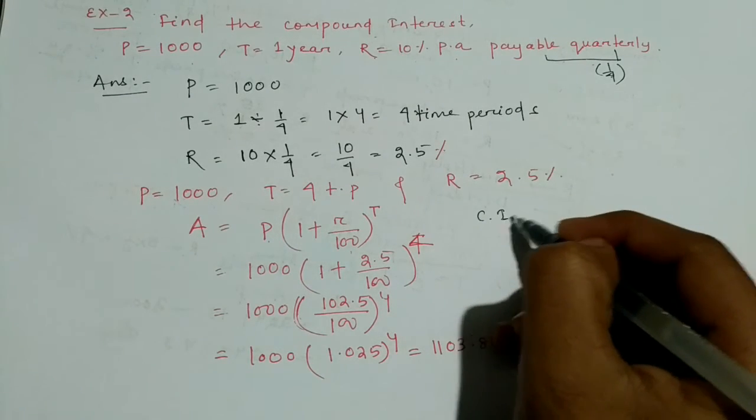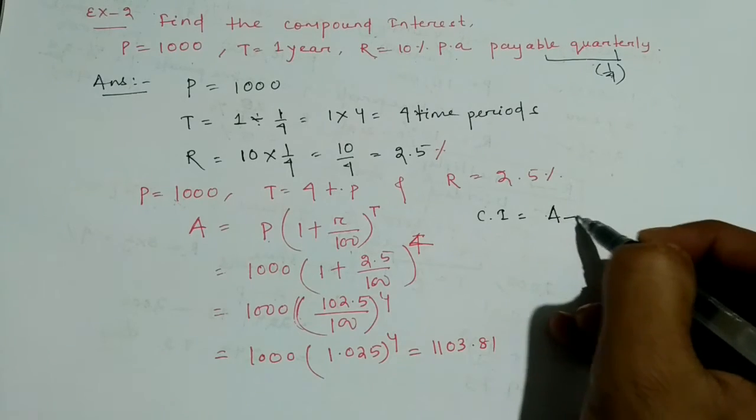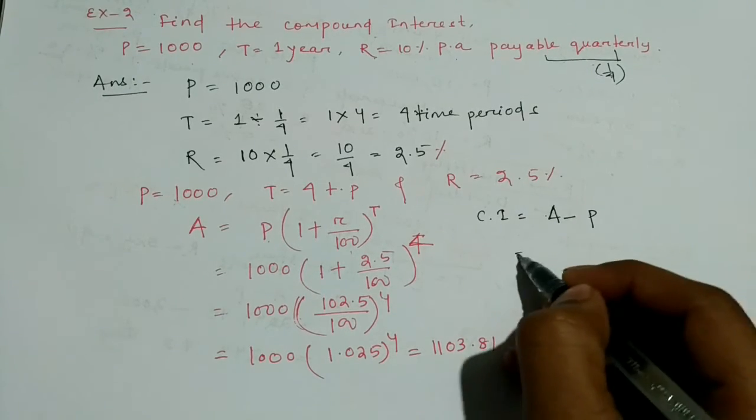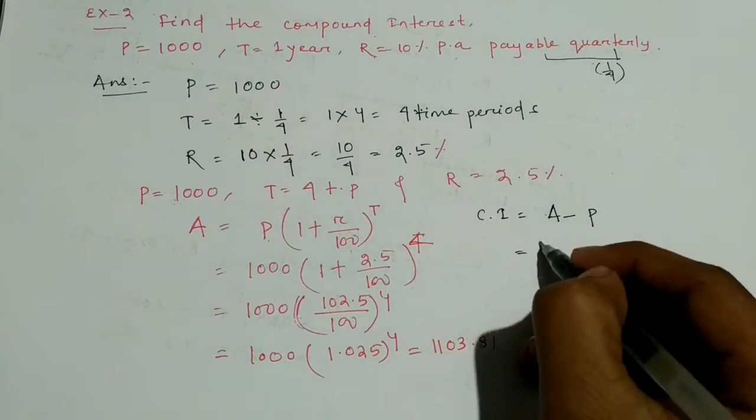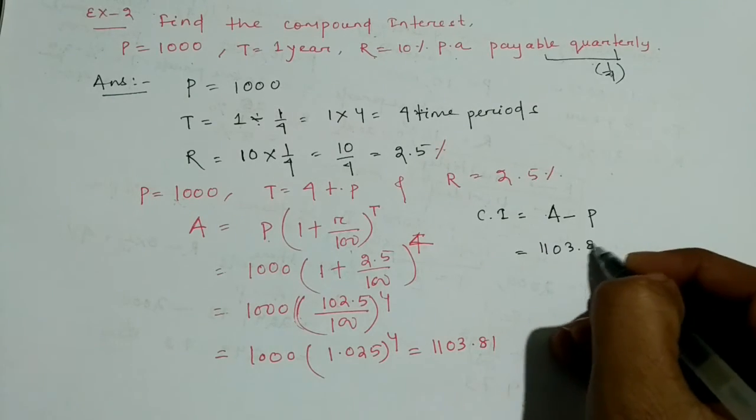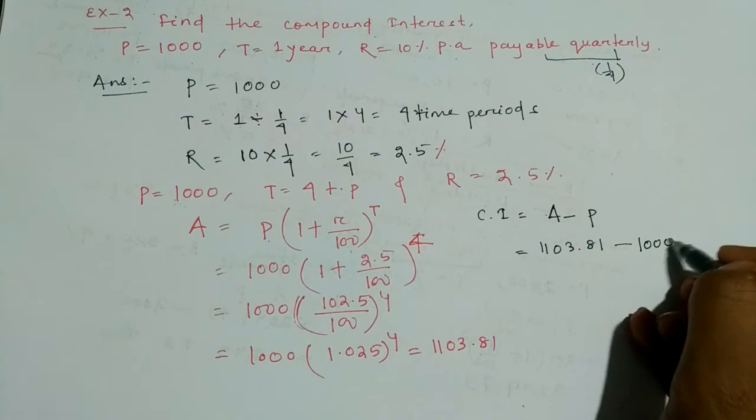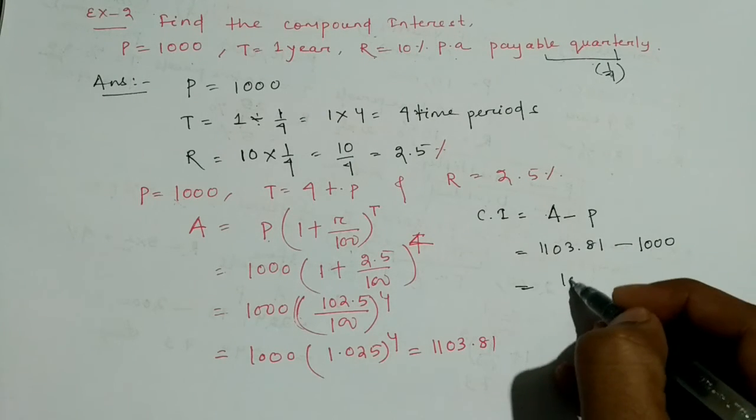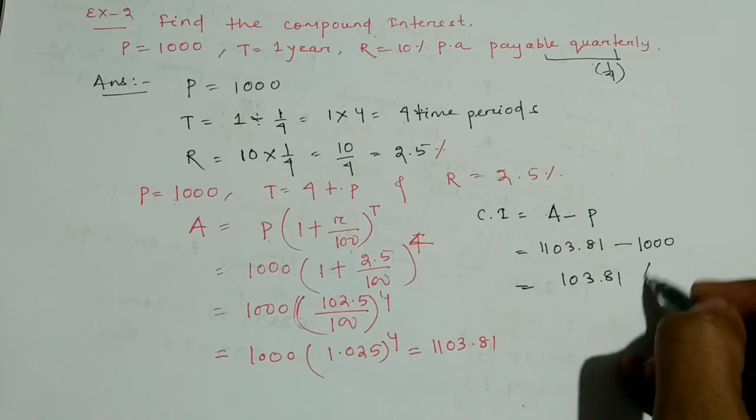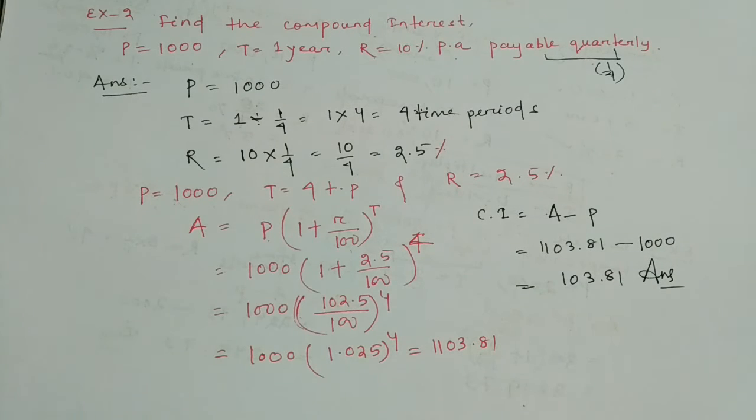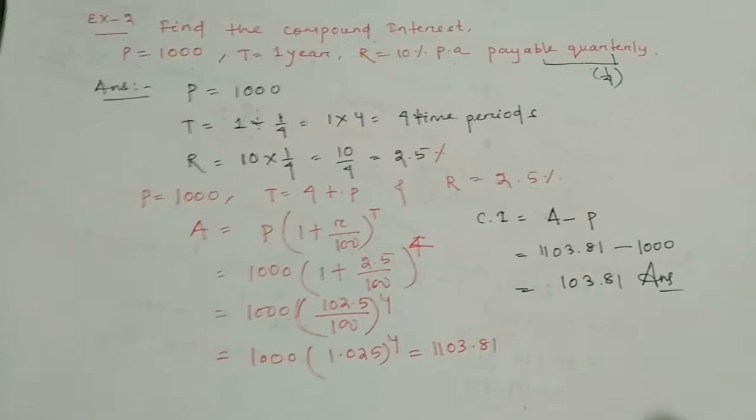So compound interest will be what? Amount minus the principal value. Amount is 1103.81 minus principal value is 1000 rupees. So solving this, we get 103.81 as our answer. This is my answer. So quickly go to the next.